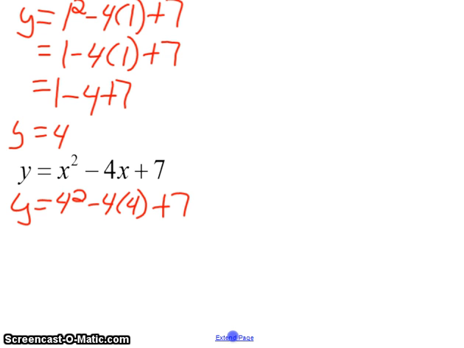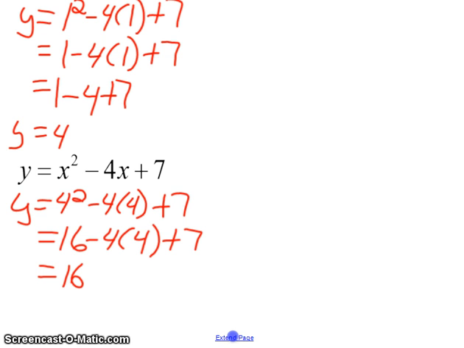4 squared is 16. Now I'm going to do the multiply. Negative 4 times 4 is negative 16. 16 plus negative 16 is 0. 0 plus 7 is 7.